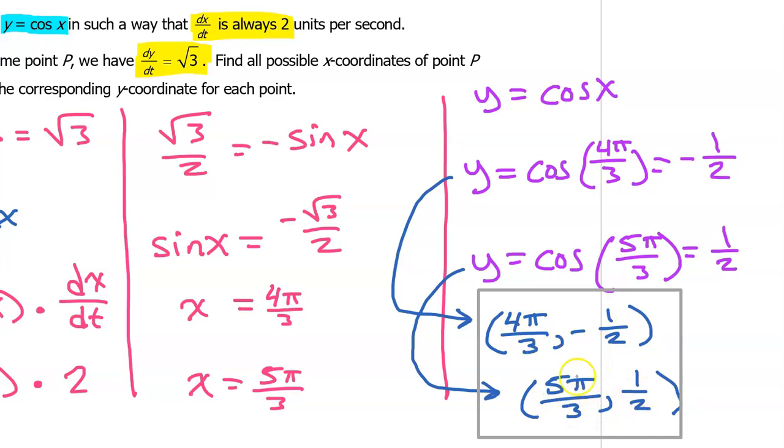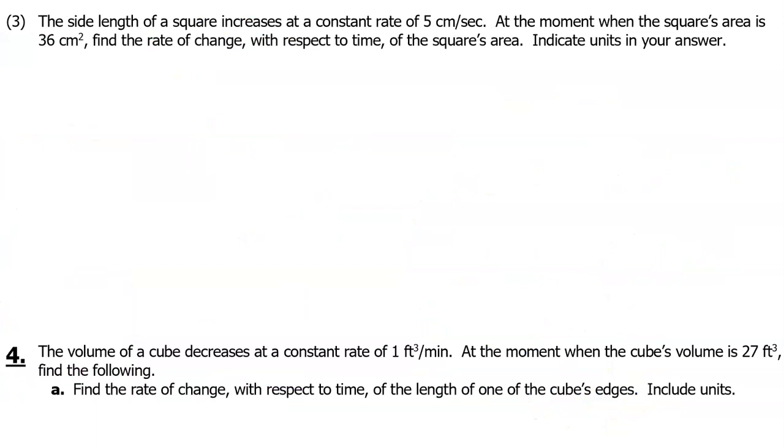Number 3, the side length of a square increases at a constant rate of 5 centimeters per second. At the moment when the square's area is 36 square centimeters, find the rate of change with respect to time of the square's area. Indicate your units in your answer.